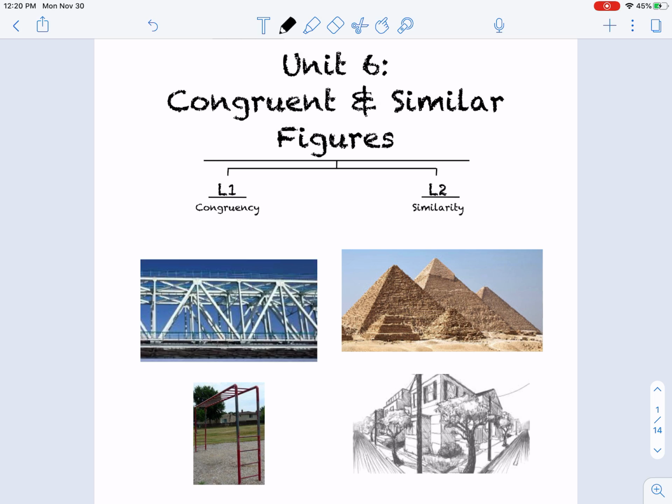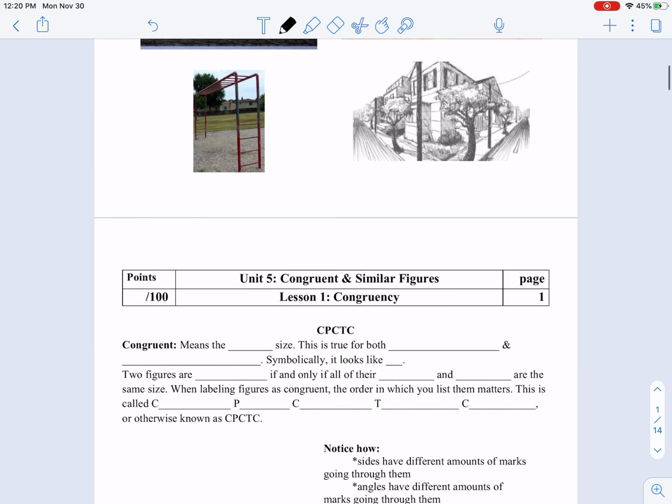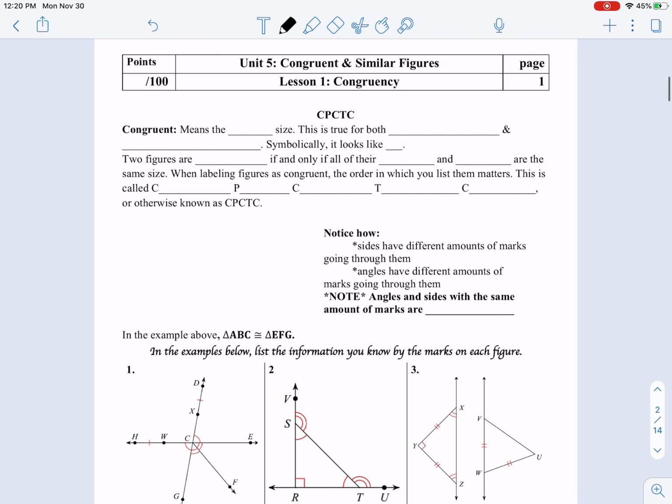All right, so taking angles and lines one step further, we're now going to look at congruent and similar figures. We're going to use a lot of the stuff we learned in last unit to help us out proving or verifying if figures are congruent or similar. So lesson 1, we're going to talk about the congruent figures.